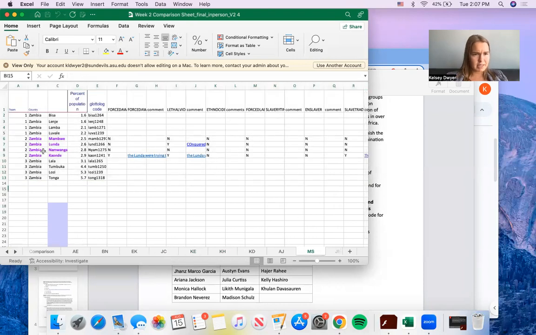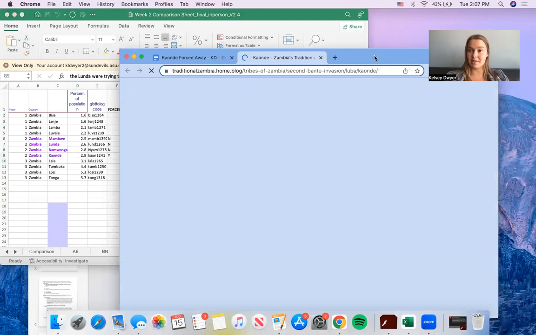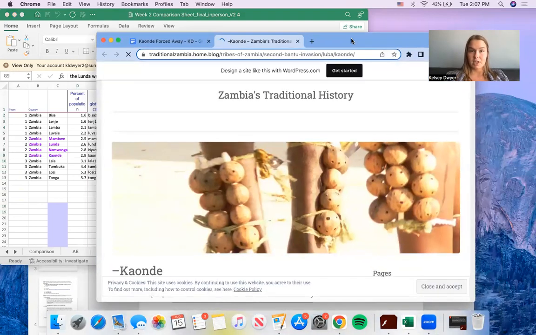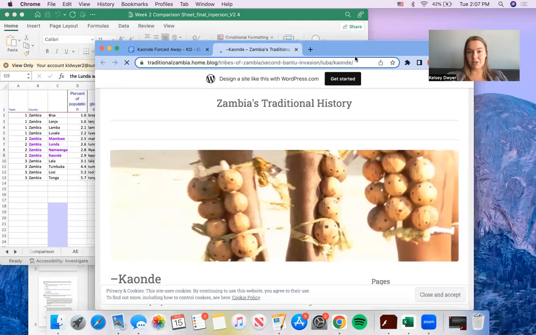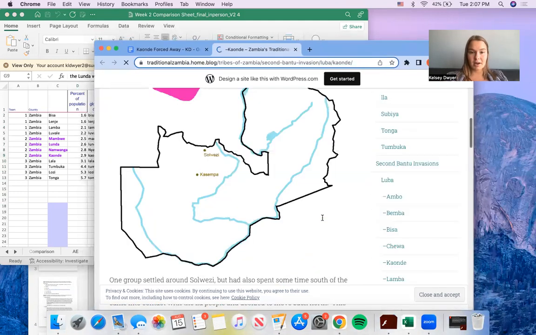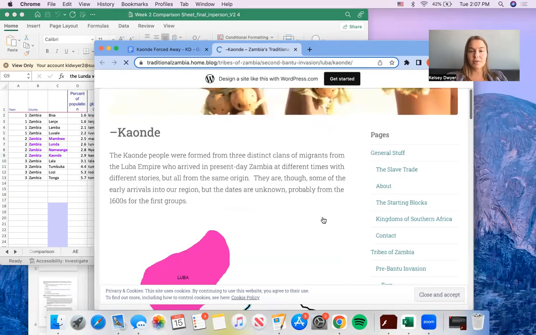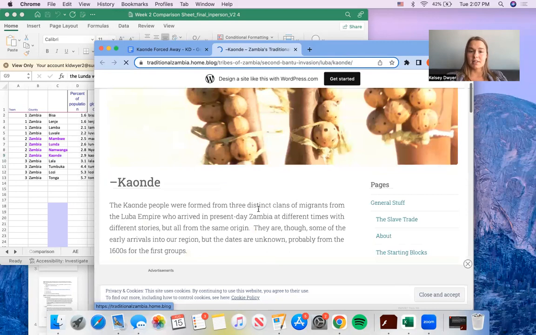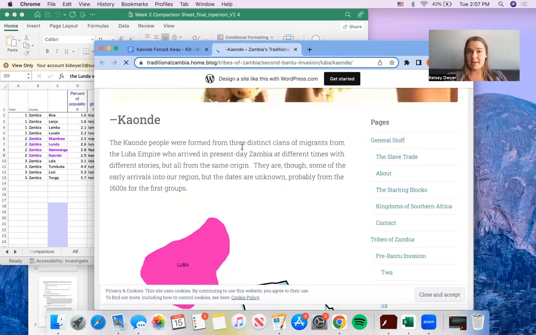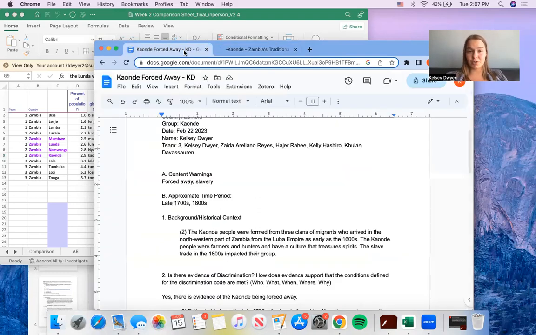So team 2, Konde, forced away. See, this is awesome because they coded yes, and they included where they found that information, which I explained in the coding video is very important. So that was super easy for me. Now I was able to just click on it, and they have attached it here. So I'm going to read through this source, see why they coded it, and start filling out the write-up document, which we have the write-up guideline document put in the shared Google Drive.